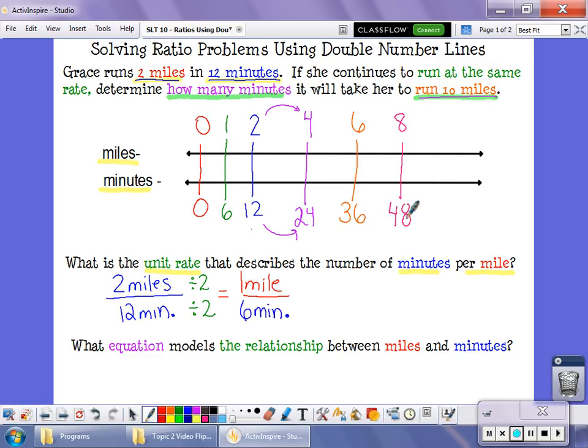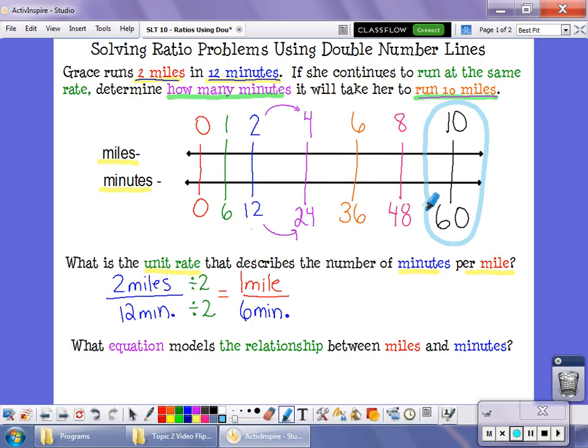And finally, last but not least, we wanted 10 miles, which is another 2 miles on top, which means it would be another 12 minutes on the bottom. And we can see that it would take her a total of 60 minutes to run 10 miles.